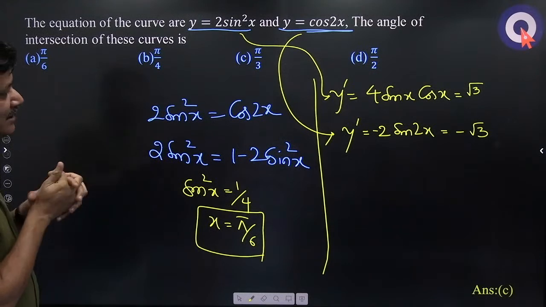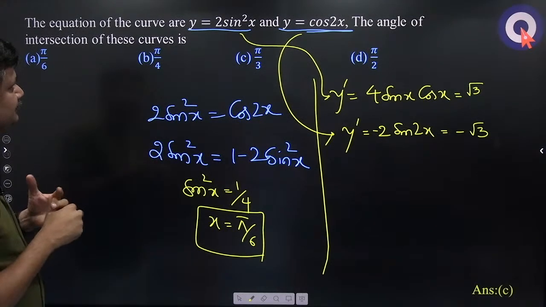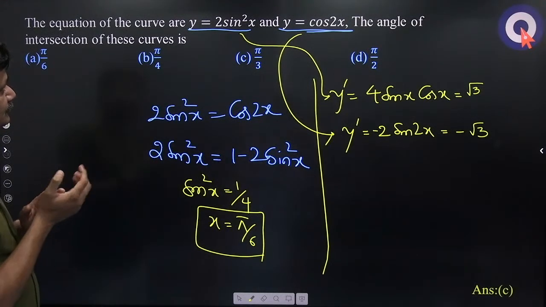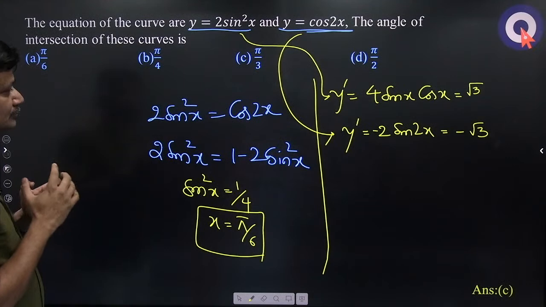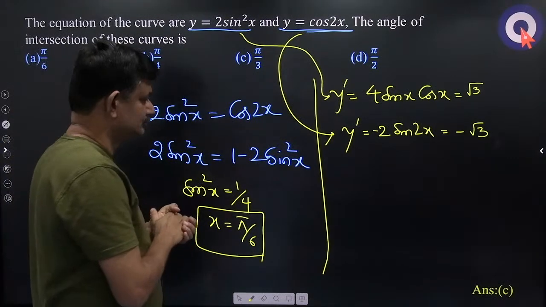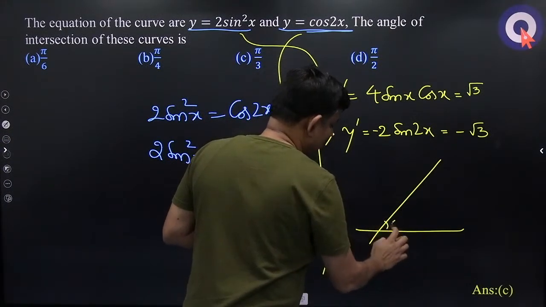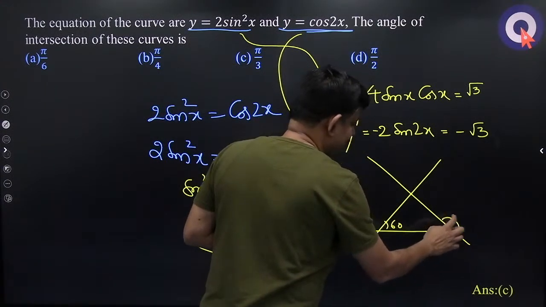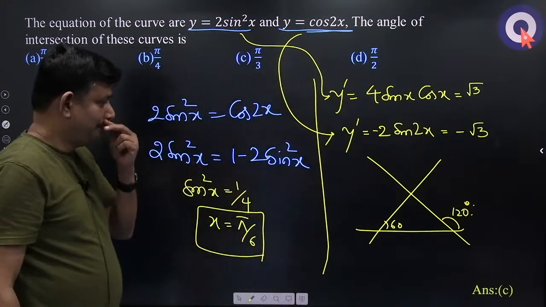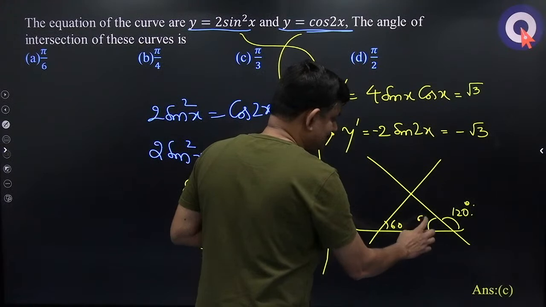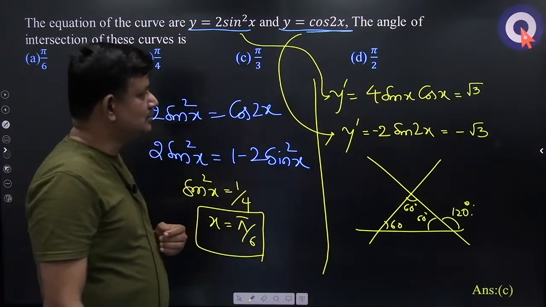He is asking you to find the angle of intersection of both the curves. Okay, so one tangent is at 60 degrees inclination. Another tangent is at 120 degrees inclination. Then this angle will be 60. So what will be the angle between the tangents? The angle between the tangents is also 60 degrees.